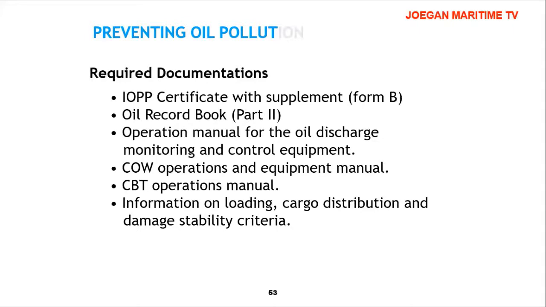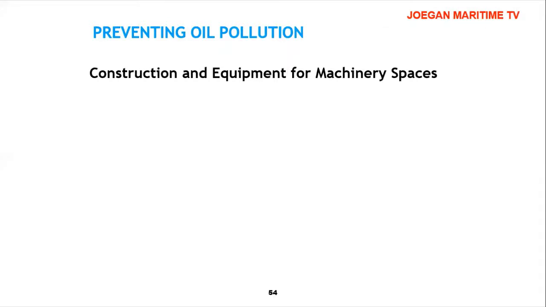Required documentation: IOPP certificate with supplement Form B, Oil Record Book Part 2, Operation Manual for the oil discharge monitoring and control equipment, crude oil washing operations and equipment manual, segregated bulk tank, information on unloading, cargo distribution, and damage criteria.